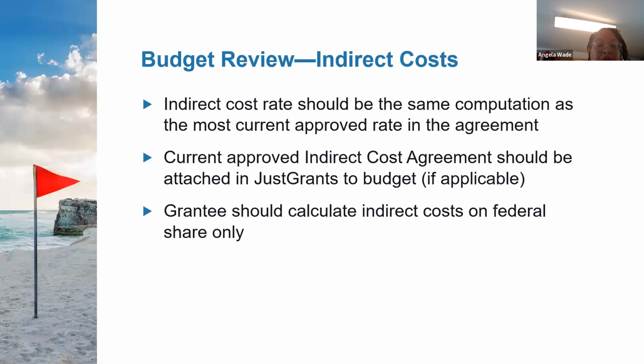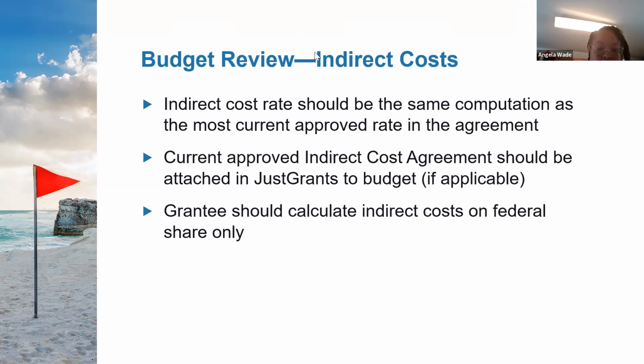So again, with the indirect cost, you need to make sure that you are using the rate that's in your current indirect cost rate agreement and that it is attached when you submit your budget. And when you're calculating out your indirect cost, it should be based on only the federal share of your award. So you should not be using any match or non-federal share to calculate indirect cost.